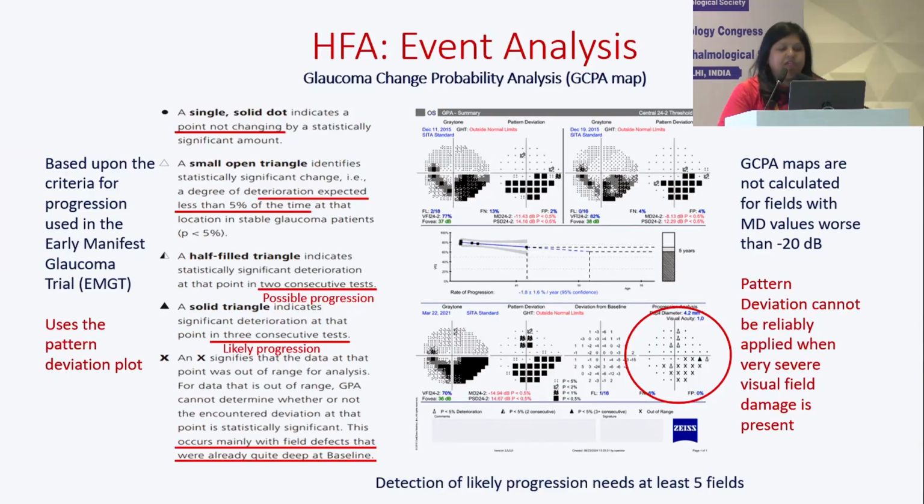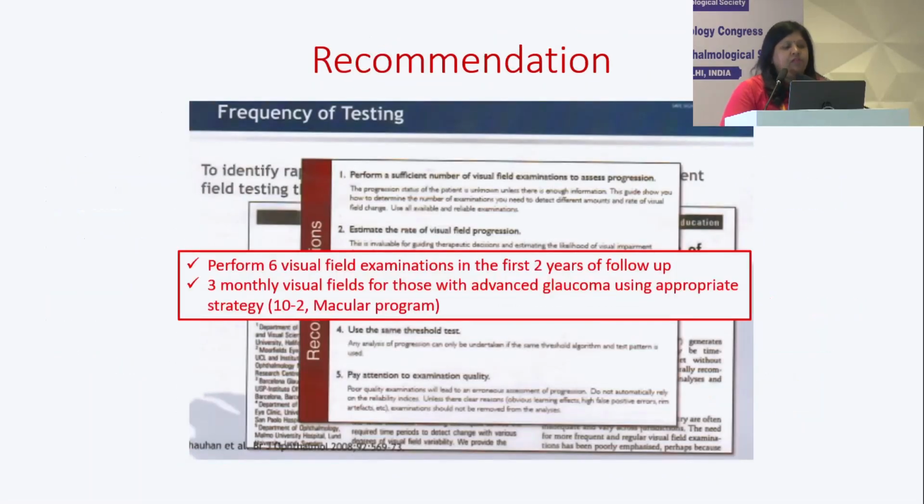Please remember that. So the pattern deviation cannot be reliably applied when very severe visual field damage is present, and that is the reason why when the field defect goes more than -20 dB, we do not get a GPA map. So what is the current recommendation?